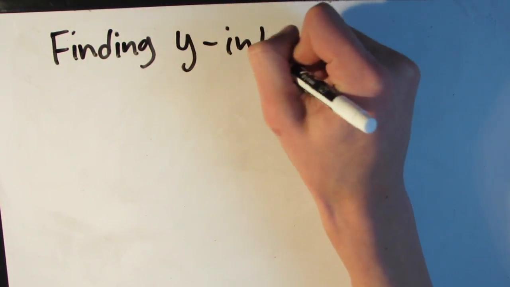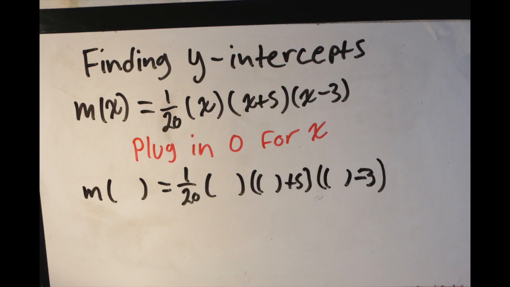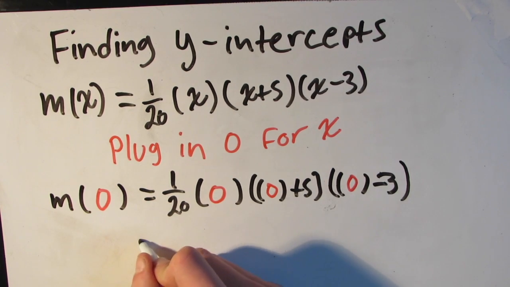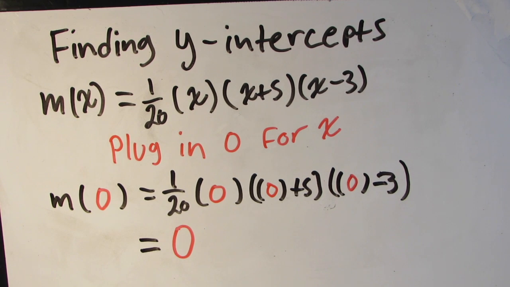Next, we're going to find the y-intercept. The way to do this is plug in 0 for x. After putting this into my calculator, I found out that my y-intercept is at 0.